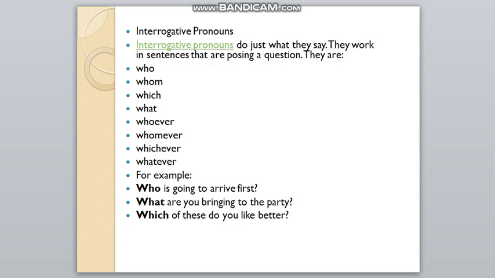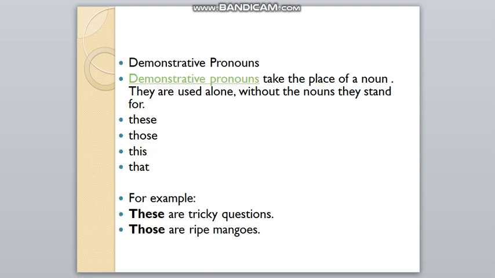Interrogative pronouns. Interrogative pronouns do just what they say. They work in sentences that are posing a question. The words are like who, whom, which, what, whoever, whomever, whichever, and whatever. For example, who is going to arrive first? What are you bringing to the party? Which of these do you like better? The highlighted words in each sentence show interrogative pronouns.